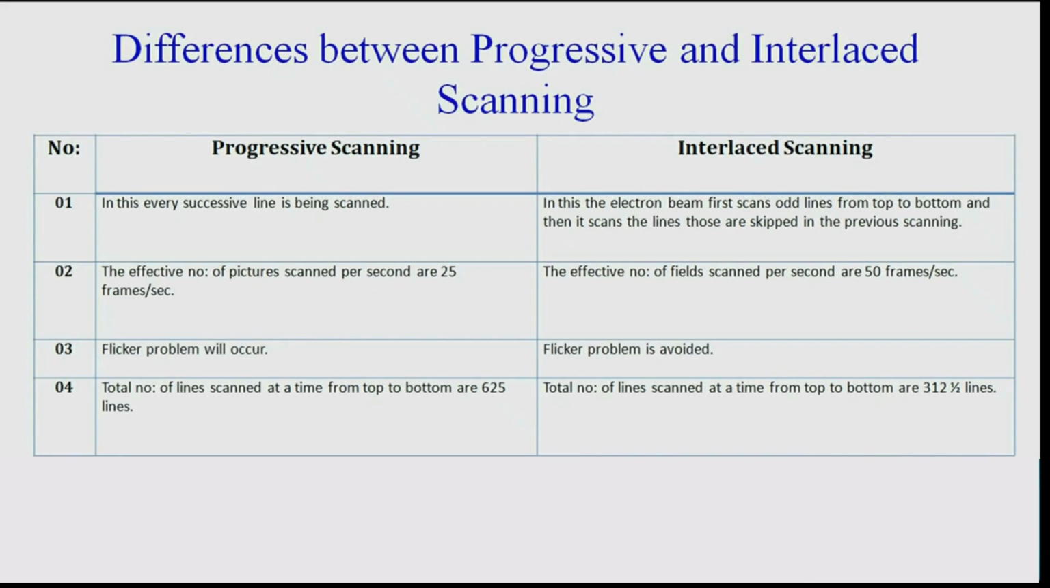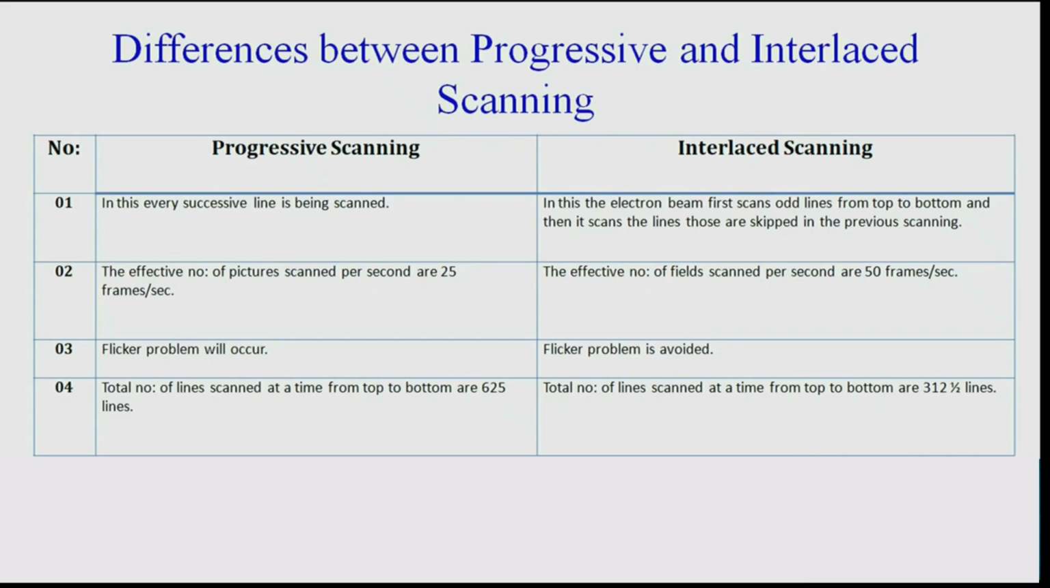Now the difference between progressive and interlace scanning. The progressive scanning and interlace scanning are shown here. First, in progressive scanning every successive line is scanned, but in interlace scanning it first scans the odd lines from top to bottom, and then it scans the lines that were skipped in the previous scanning. The effective number of pictures scanned per second is 25 frames per second in progressive scanning, and in interlace scanning it is 50 frames per second.